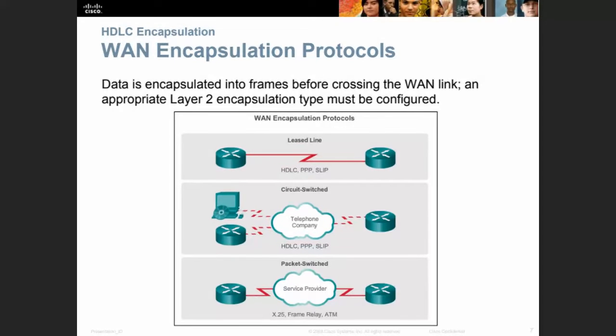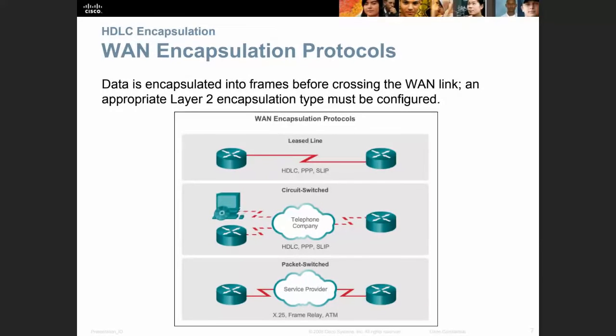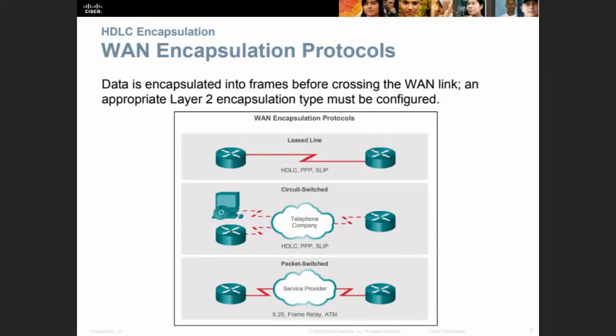Data is encapsulated into frames before crossing the WAN link. We already know that in the data link layer, in the network access layer, we use frames, and the WAN link will have frames, and the appropriate layer 2 encapsulation type must be configured. These are some examples of layer 2 encapsulations. For leased line, we have examples like PPP, HDLC, and SLIP. For circuit switched, these are the sample protocols: HDLC, PPP, and SLIP.